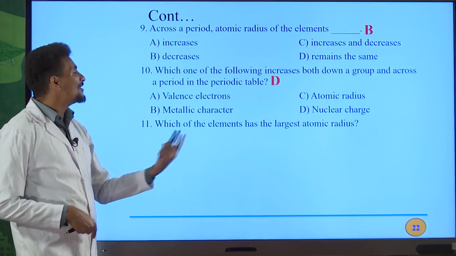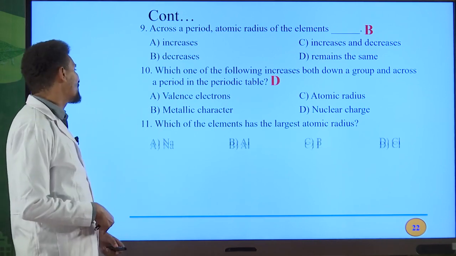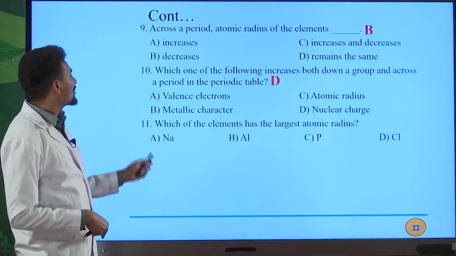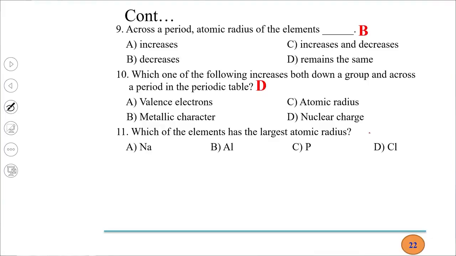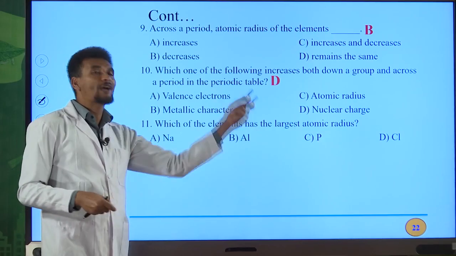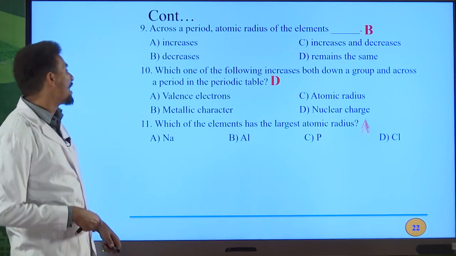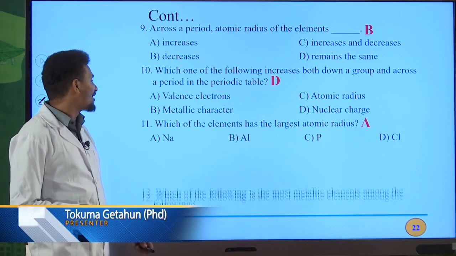Which of the following elements has the largest atomic radius? Atomic radius, okay? These are elements of the same period. So I told you that from left to right across the period, atomic radius decreases. So sodium is a group 1A element. So it has a higher atomic radius when compared with other elements of the same period. So A is the correct answer.